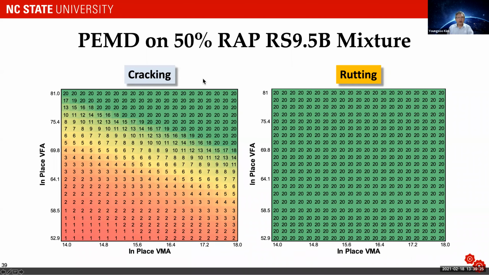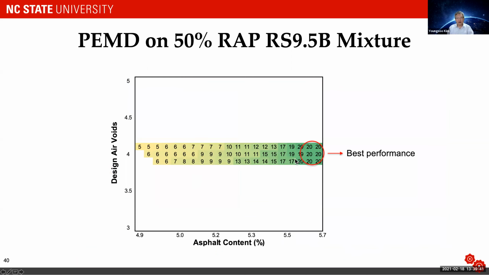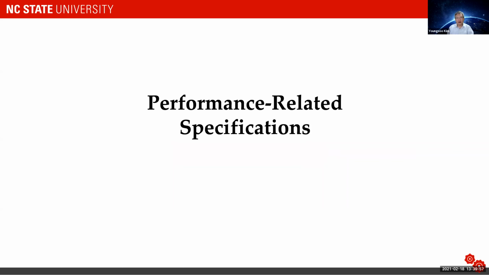And we've done the same thing on 50% RAP mix. Here, because it is a 50% RAP, rutting, you have no problem whatsoever. Okay, it's all 20 years. Fatigue cracking governs in this case. And when you look at the 4% air void region, you basically push to the highest asphalt content because this mix is very brittle, and we need to put more asphalt to get the balance between cracking and rutting.